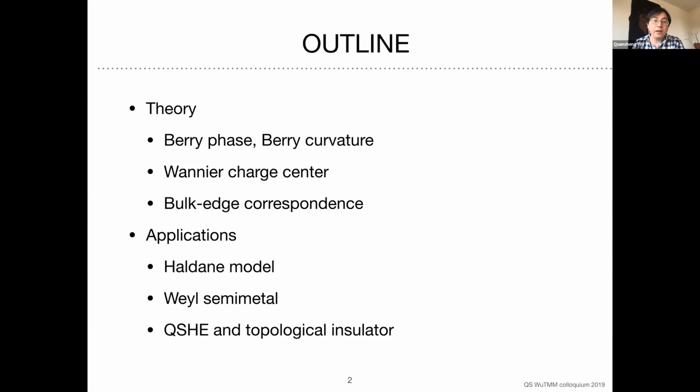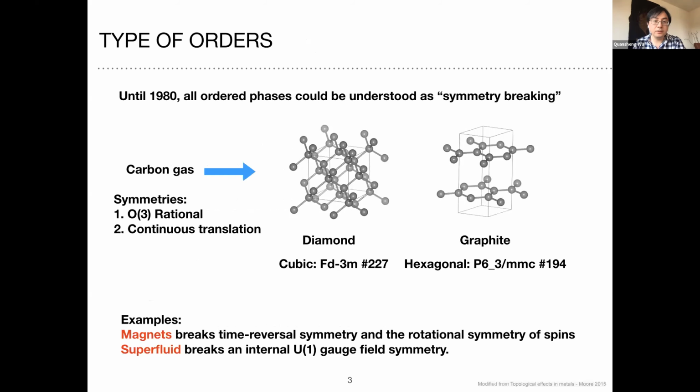Here's the outline. Our talk will divide into two parts. The first one, I would like to introduce the theory parts about the Berry phase, Berry curvature, and also try to introduce the Wannier charge center. Sometimes it's also called the Wilson loop. And also I will introduce the bulk edge correspondence, which is very important for the topological systems. And then I will introduce the applications on the Haldane model, Weyl semimetal, quantum spin Hall, and the topological insulators.